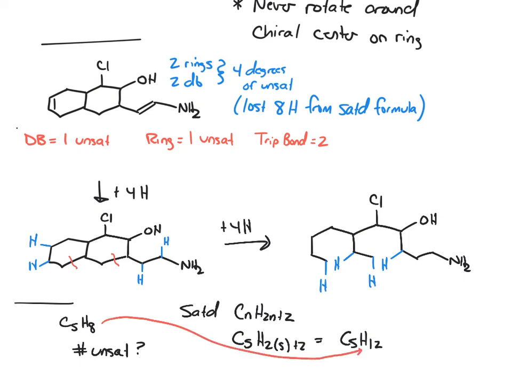So then, in going from 8 hydrogen to 12 hydrogen, how many have you lost? You've lost 4 hydrogen, or gained, however you want to think about it. Every unsaturation is a 2 hydrogen loss. So, loss of 4 hydrogens is 2 unsaturations, or 2 degrees of unsaturation.